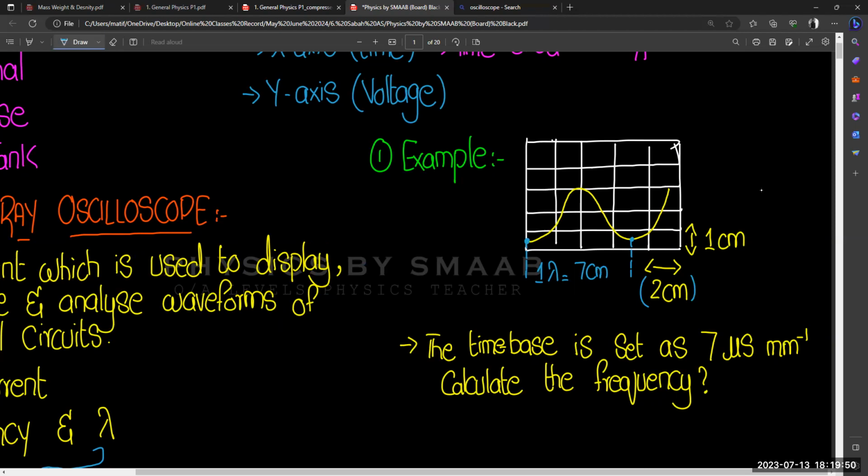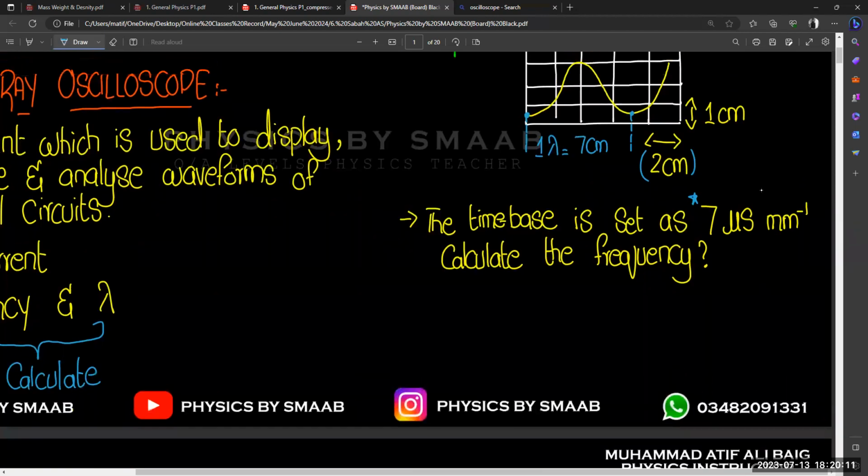Okay, because there is also a value of time base, right? Because we just counted the length. We also need to relate it with this time base, which is mentioned in the question. So the first part is easy. First, you need to record the length of one wave. That is our wavelength. So wavelength is equal to 7 centimeter, right? Now let's try to solve the time division. The time division is equal to 7 microsecond per millimeter.